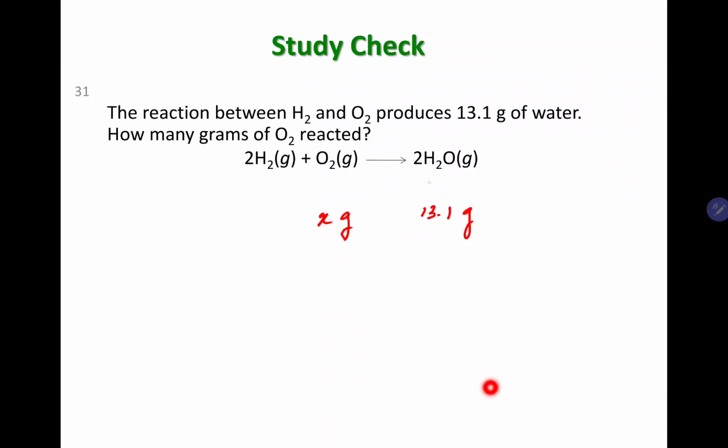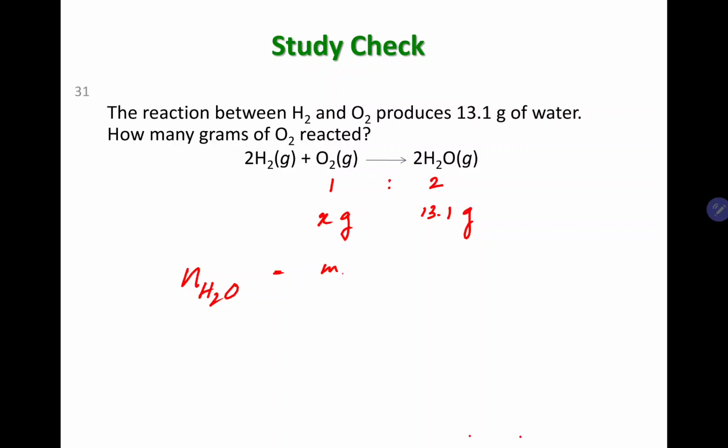So for this reaction the stoichiometric ratio is important. Every 2 moles of water will give you 1 mole of oxygen. That is the stoichiometric ratio between water and oxygen. So let's do this calculation first. First of all, what you have is the mass of water. Okay, you want to convert mass into moles of water. How do you do that?